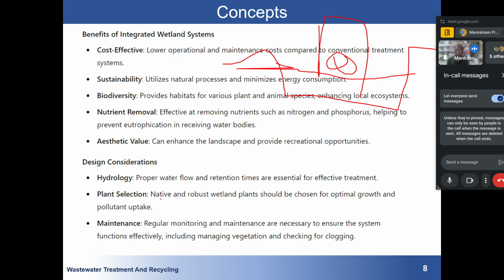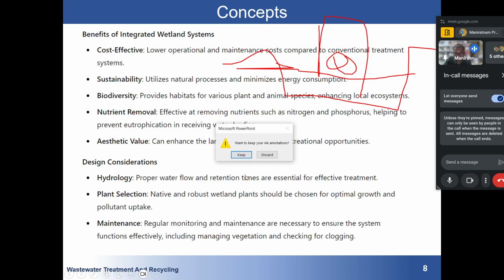Then we have plant selection. Native and robust wetland plants should be chosen for optimal growth and pollutant uptake. So we cannot grow just any kind of plant; we have to be specific about plant selection. Then hydrology: proper water flow and retention time are essential for effective treatment.